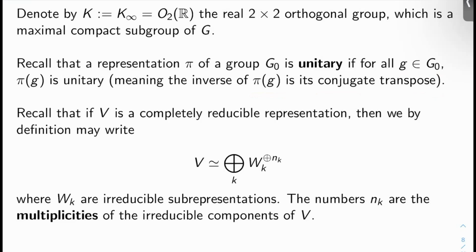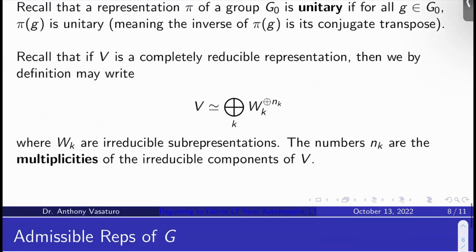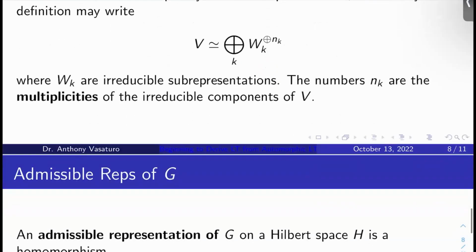That's just some linear algebra. Okay, another definition we'll need. If V is a completely reducible representation, by definition, we can break it down into a direct sum of irreducible subrepresentations W_k, each to some multiplicity n_k. Okay, these are the irreducible components of V.